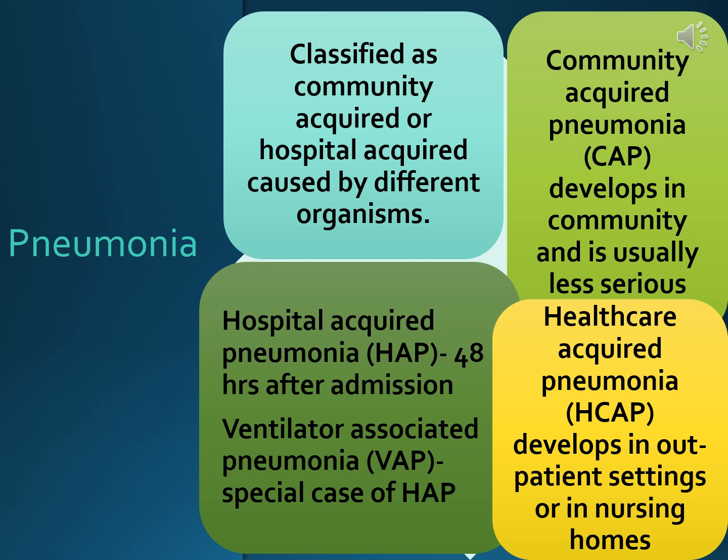It's usually something that can be treated as an outpatient, although you do see people occasionally as an inpatient for a community acquired pneumonia. And then finally, healthcare acquired pneumonia, which is different than hospital acquired pneumonia, is when this develops in outpatient settings or nursing homes. So if you've got somebody who gets the infection in a skilled nursing facility, they call that healthcare acquired pneumonia. And again, it's a different organism than you'll see in community acquired pneumonia.